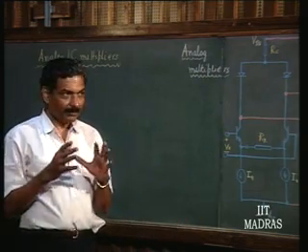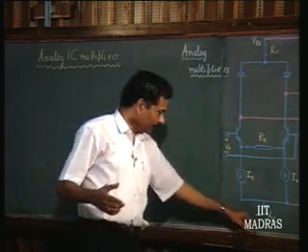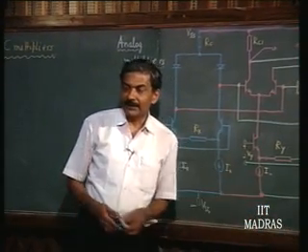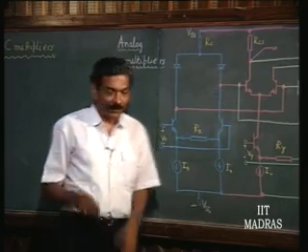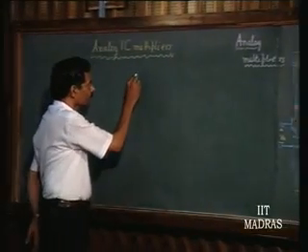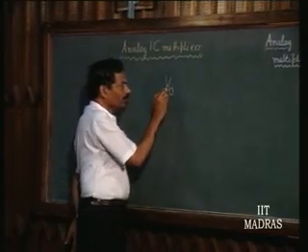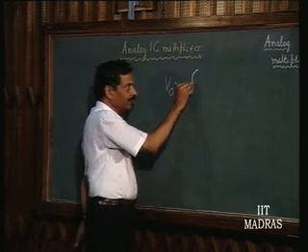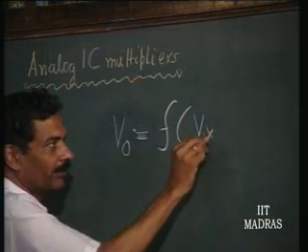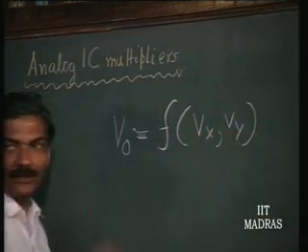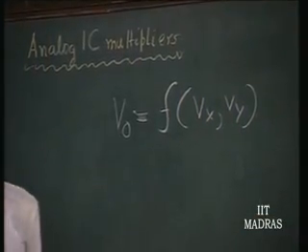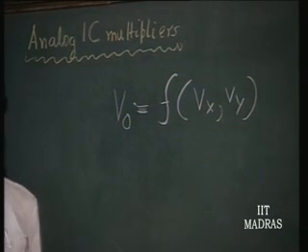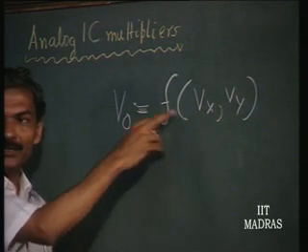what are the various means of multiplying using IC components, basic techniques. First of all, let us try to understand the basic definition of a multiplier. What is a multiplier? V naught is the output. This should be a function of two inputs Vx and Vy. This is what the basic unit doing multiplication should do.